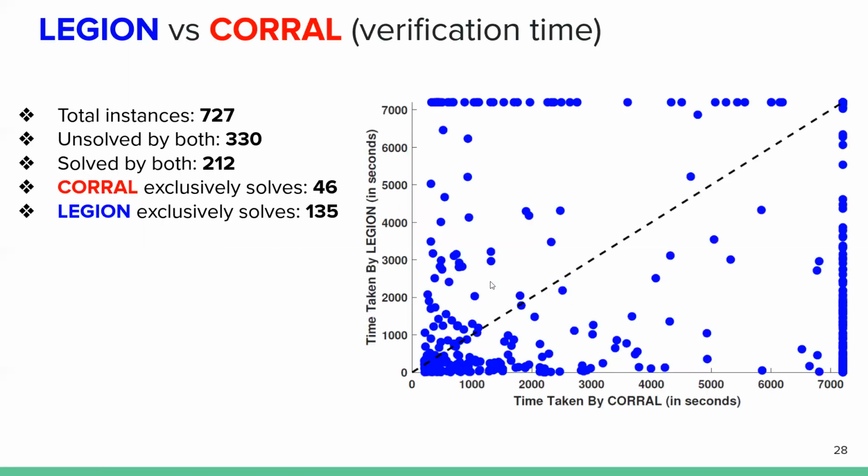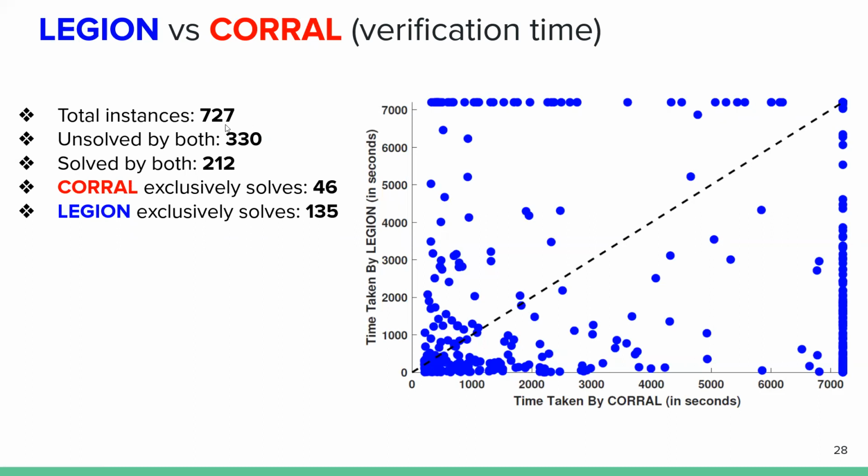This is a scatter plot. The scatter plot shows the verification time of Coral and the verification time of Legion. We plot the verification time of Coral on the x-axis and the verification time of Legion on the y-axis. So notice all these benchmarks. These are all the benchmarks on which Coral could not solve within 7,200 seconds, whereas Legion did. And again, there are these benchmarks. They were not solved by Legion within 7,200 seconds. However, Coral was able to solve them.